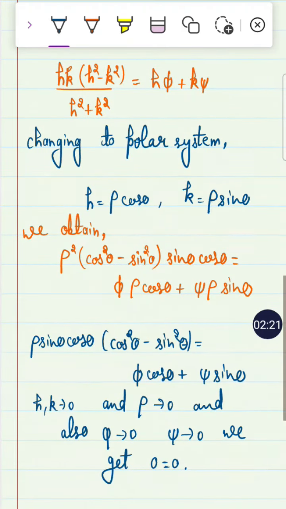Changing to the polar system, h = ρ cos θ and k = ρ sin θ. This becomes ρ²(cos²θ − sin²θ) sin θ cos θ. This is the function's value we have obtained, and putting in the values, when φ converges to 0 and ψ converges to 0, it becomes 0 equals 0. So it proves that this is differentiable.